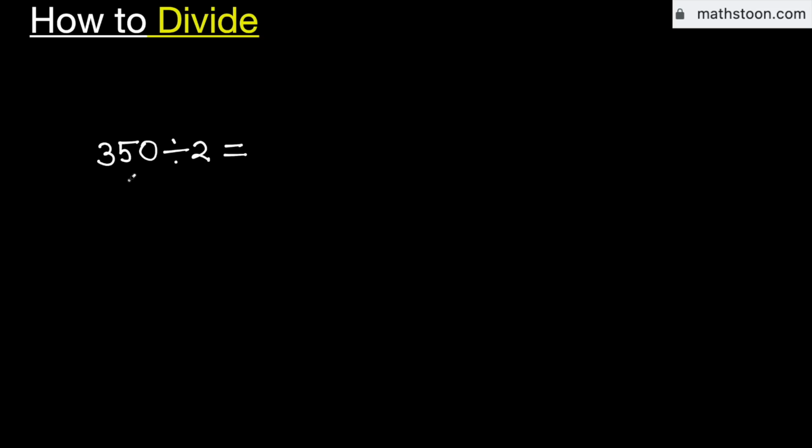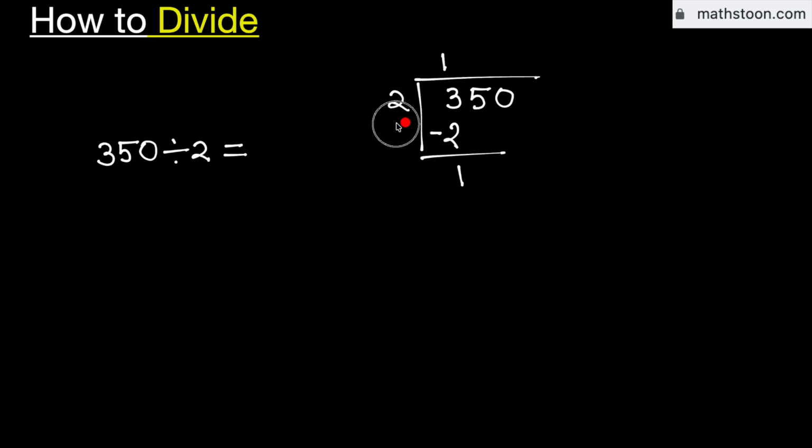In this video, let's learn how do we compute the number 350 divided by 2 using the long division method. Consider the first digit 3. We know that 2 times 1 is equal to 2. Subtract, we get 1. Now this 1 is less than 2. That is why we need to bring down this adjacent 5 here.